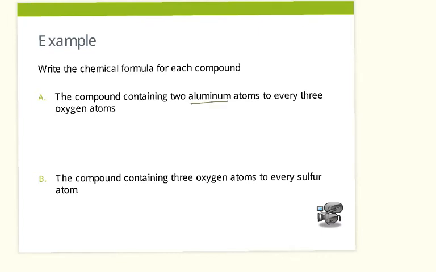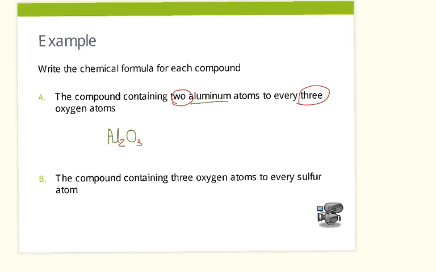So aluminum is written with the chemical symbol Al, and we have oxygen, which has the symbol O. Now we have 2 aluminums, so we represent that as a subscript right after the chemical symbol for aluminum, and we have 3 oxygens, so we write a 3 as a subscript right after the oxygen symbol. So in short, this is reading 2 aluminum atoms for every 3 oxygen atoms.